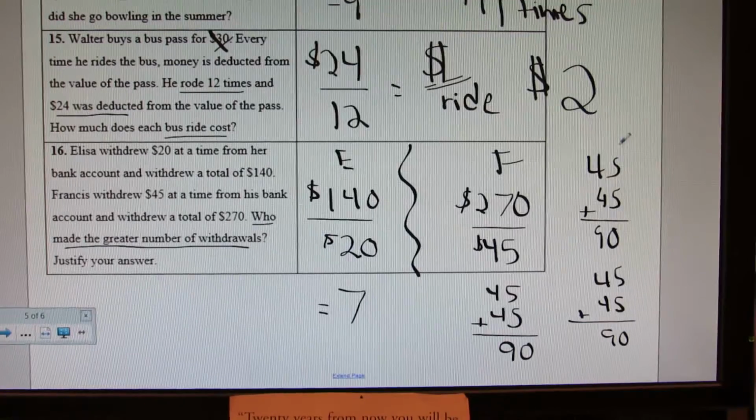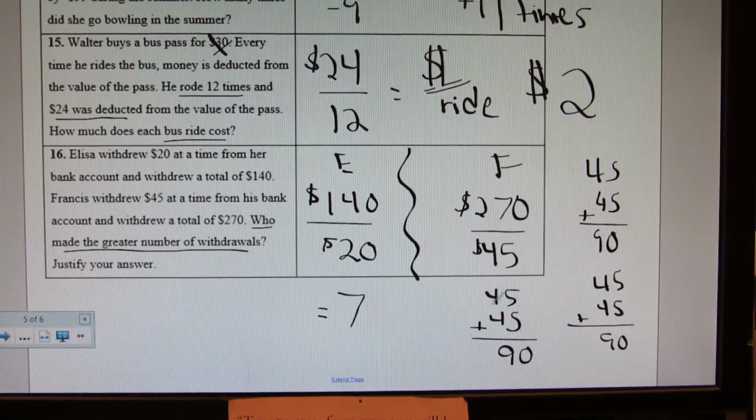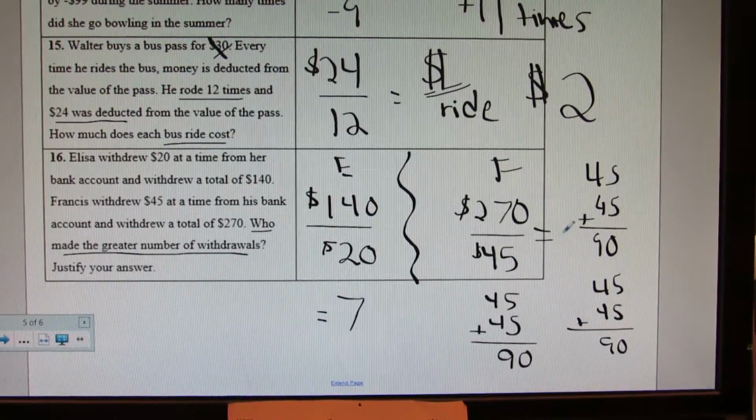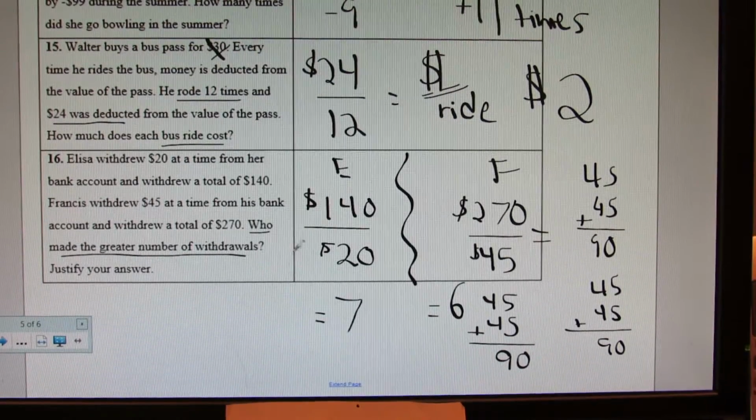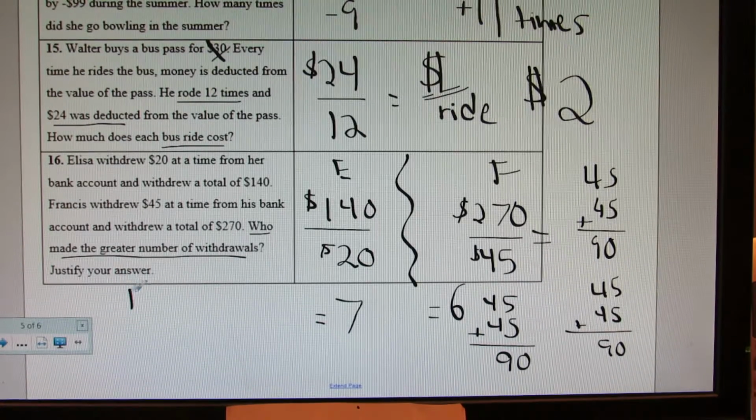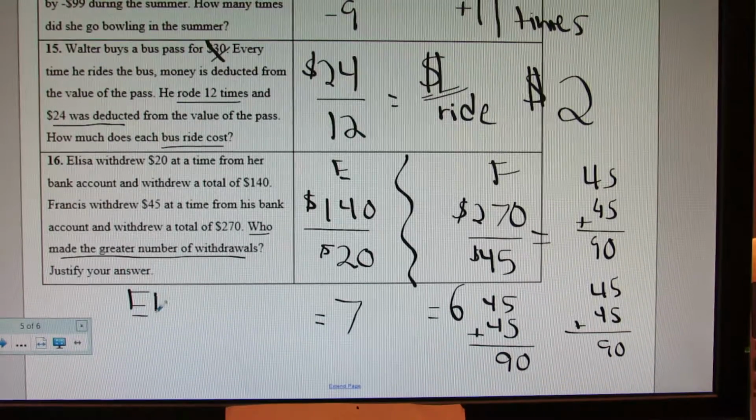So how many 45s do I have here? 1, 2, 3, 4, 5, 6. Whew. So Francis withdrew the money 6 times. So who made the greater number of withdrawals? Your answer has to be written, has to be her name, Elisa.